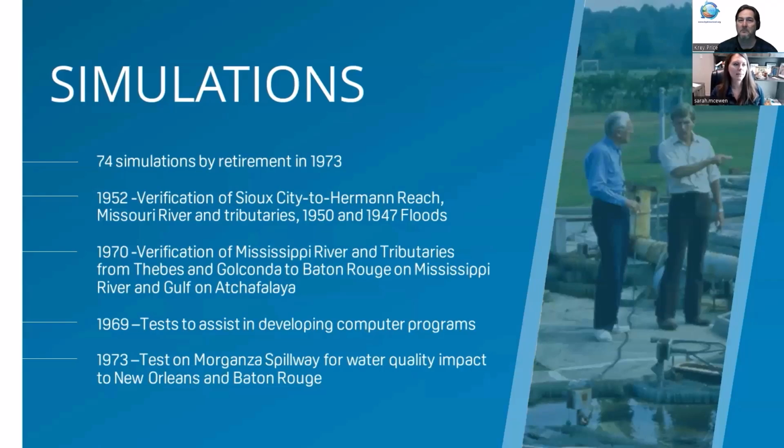So a couple of key simulations are listed here. The one that I'm most impressed by is that in 1969, they did a lot of testing to try to build their computer programs. So this physical model in this park in Jackson really led to a lot of the important research that ultimately went into the HEC, HEC-2, HEC-RAS kind of modeling software that we use today. So to me, that's most important because that translates into my daily activities and what I do as a civil engineer in water resources. But all of these simulations, it was fully operational from 1960 to 1966.